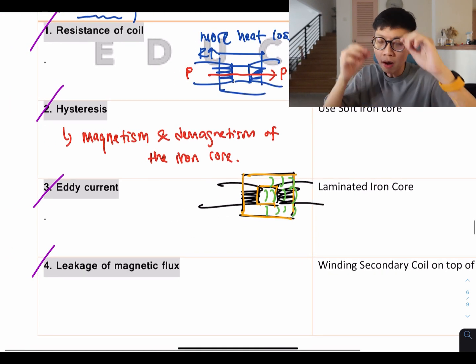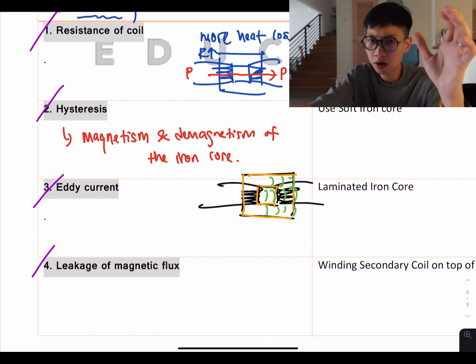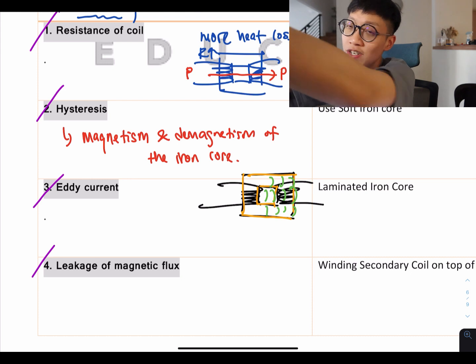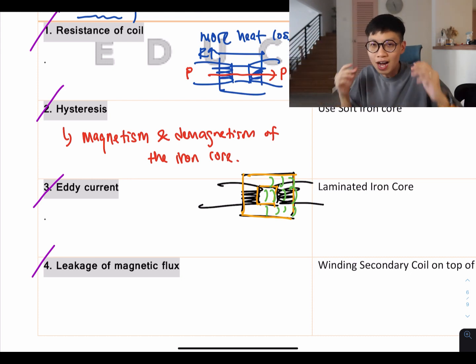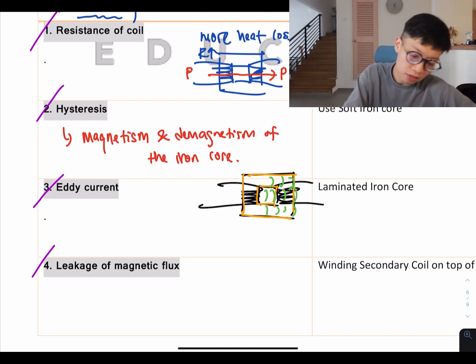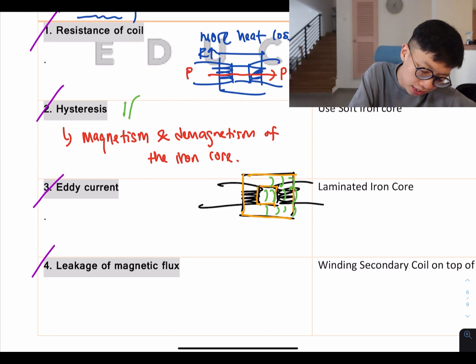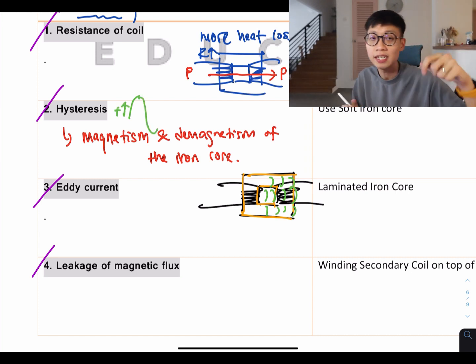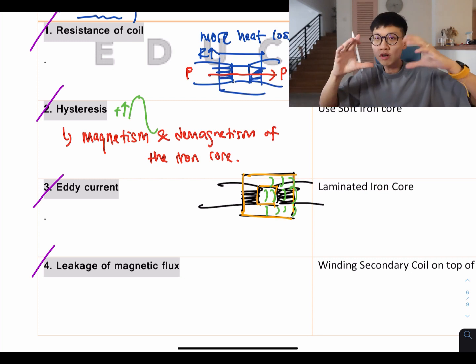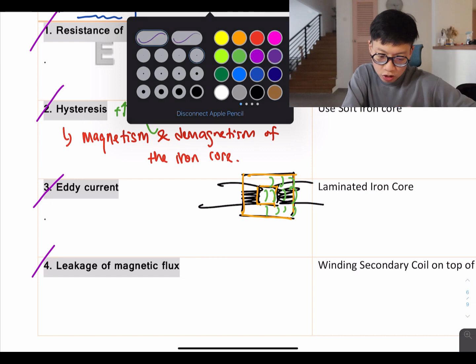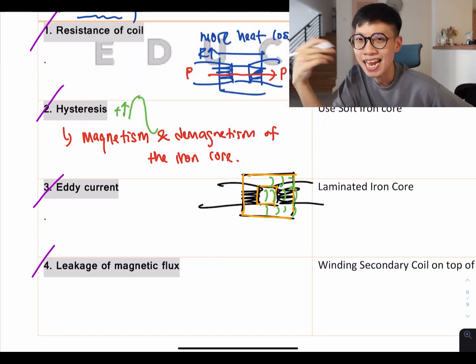But your iron core is a problem. Okay, why? Because your iron core will actually magnetize and demagnetize. If your current increases, it magnetizes. Then your current decreases, and it demagnetizes. So this iron core will be magnetized and demagnetized constantly. Therefore, it wastes energy.